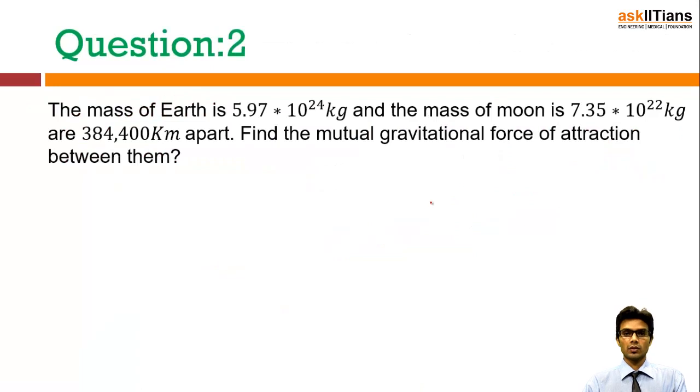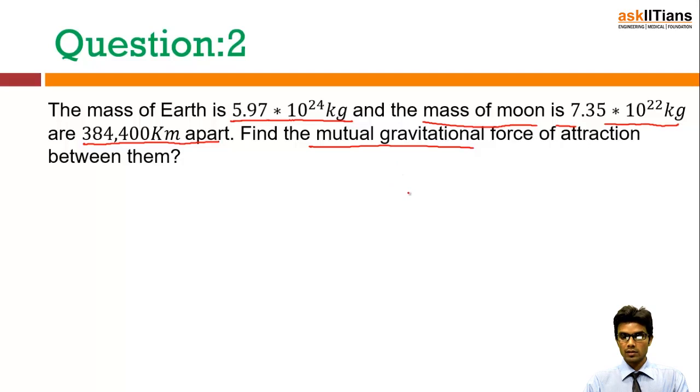Now question 2. The mass of earth is 5.97 into 10 to the power 24 kg, and the mass of moon is 7.35 into 10 to the power 22 kg, and the distance between them is 384,400 kilometer. Find the mutual gravitational force of attraction between them.